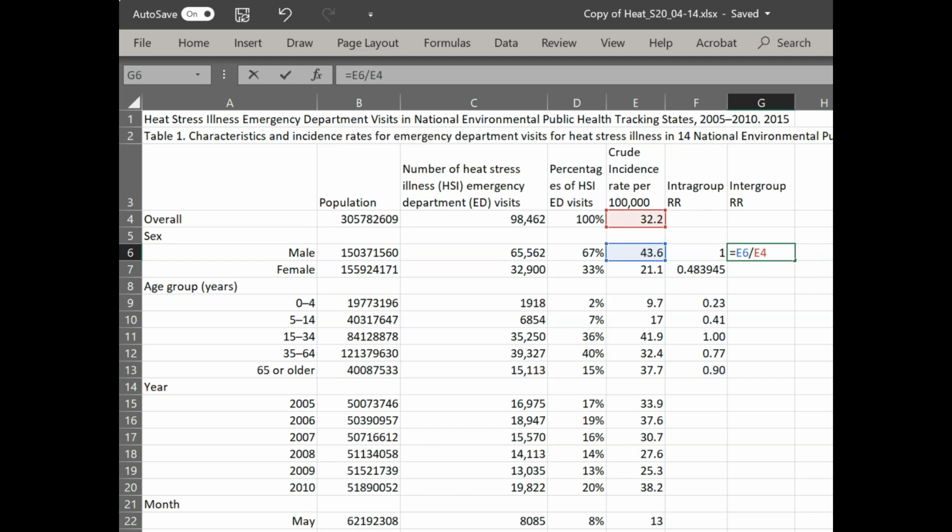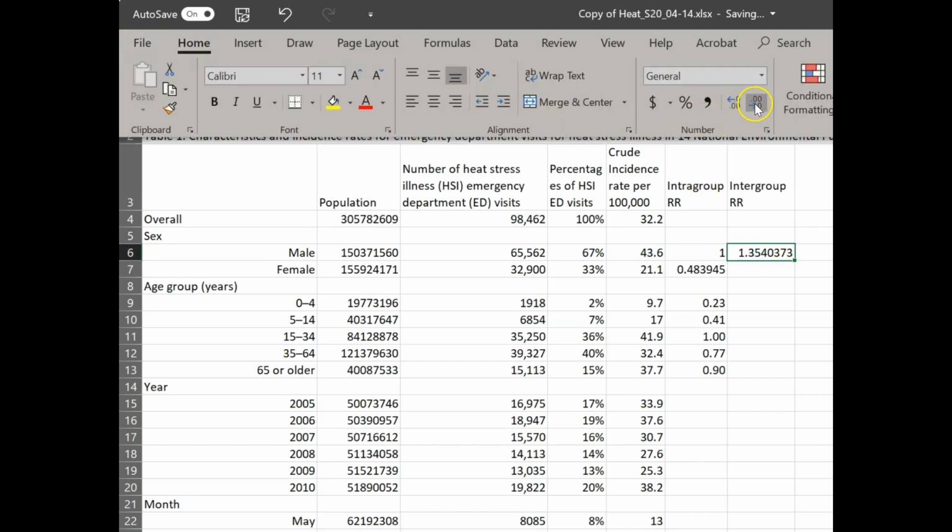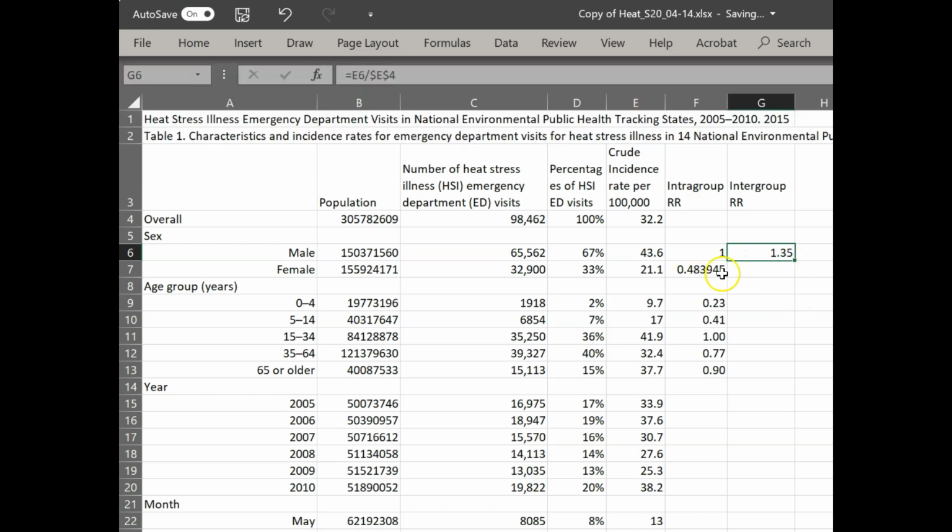So in here, we're going to stabilize or hold still the denominator. Oops, wrong button. There we go. Hold that denominator constant because it's always the same population or incidence rate that we're comparing it to. So we can see that in this one, and again, I'll lower the number of decimal places to 2. There we go. So males have 1.3 times the risk of the general population when it comes to the chances or the risk of ending up in the emergency department.